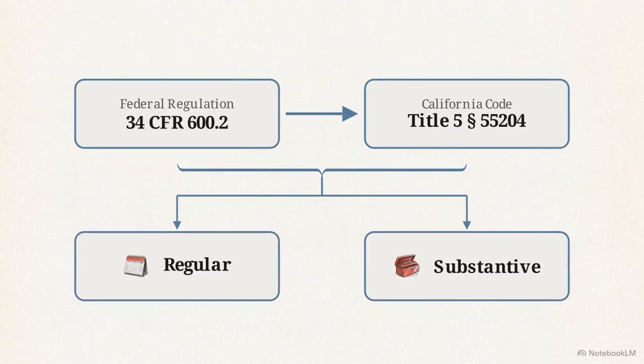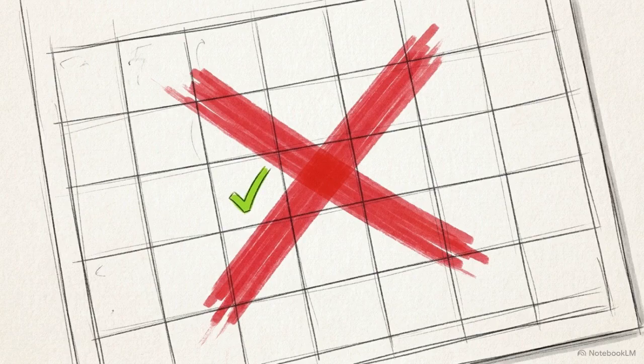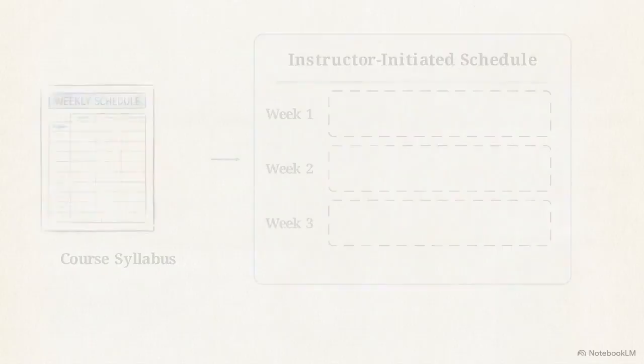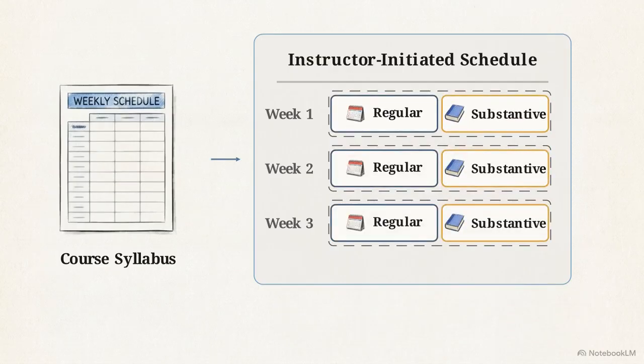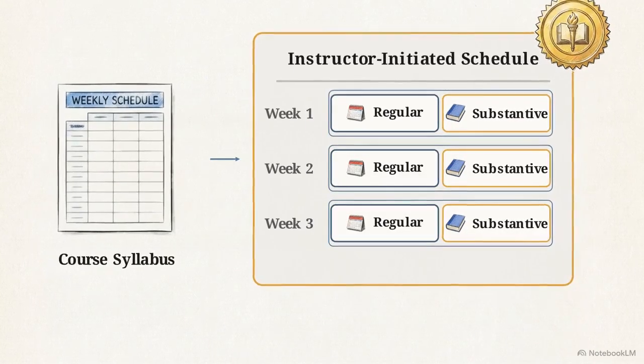To be legally compliant, interaction between instructors and students must be both regular and substantive. Good intentions or occasional participation do not satisfy the law. To achieve compliance, an instructor must intentionally design both halves of this requirement into the course framework from the start.